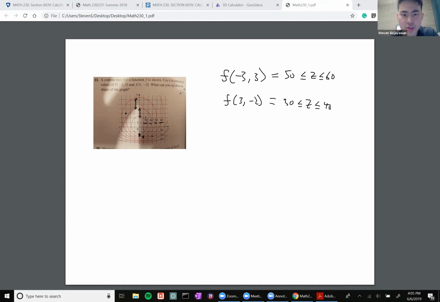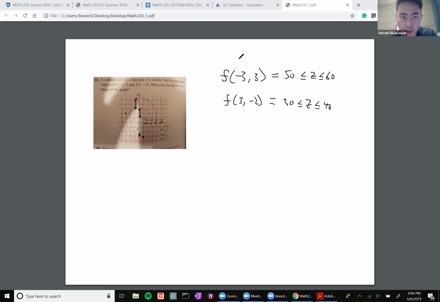Any questions so far regarding the basic idea of contour maps? All right, perfect. Let's go to questions regarding mapping out the actual function from a contour map.